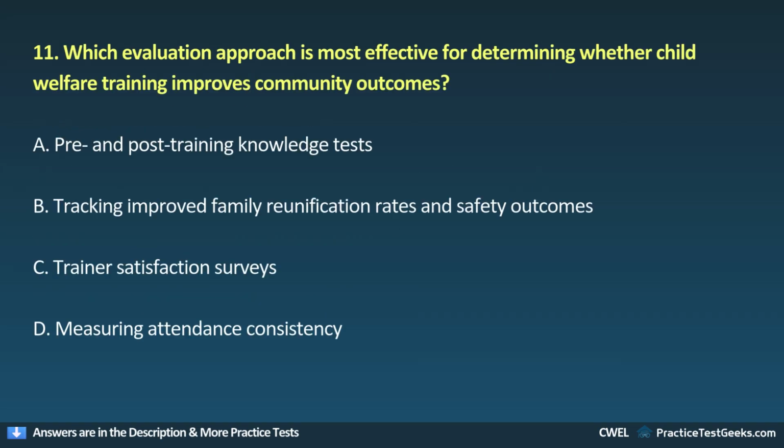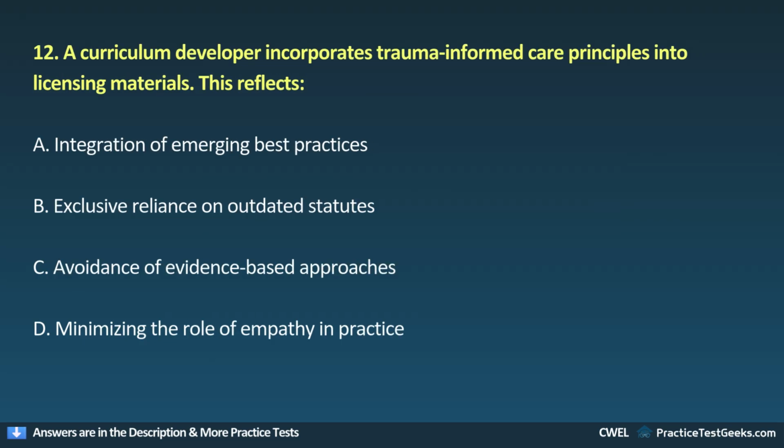11. Which evaluation approach is most effective for determining whether child welfare training improves community outcomes? A. Pre- and post-training knowledge tests. B. Tracking improved family reunification rates and safety outcomes. C. Trainer satisfaction surveys. D. Measuring attendance consistency.